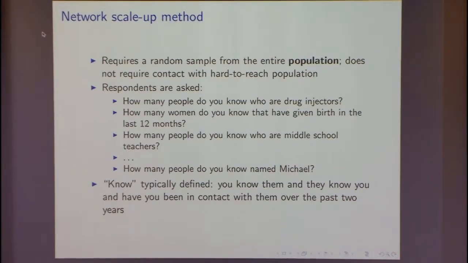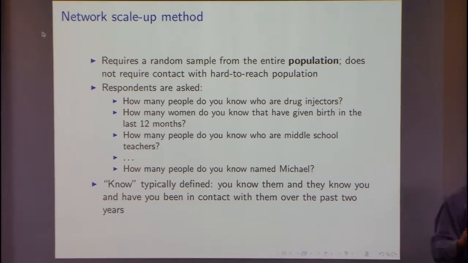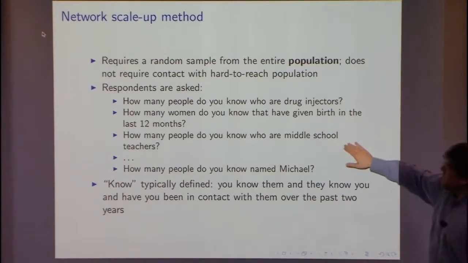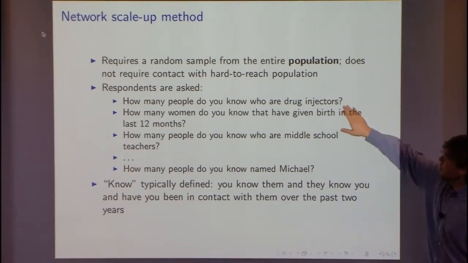OK, so how does this work in practice? How does the data collection actually happen? So it requires a random sample from the entire population. It does not require a sample from the hard-to-reach group, which is a big advantage, unless you want to estimate some of these correction factors, in which case you do need a sample from the hard-to-reach population, and that would be a separate talk. So the respondents are asked questions like, how many people do you know who are drug injectors? These are the target populations.